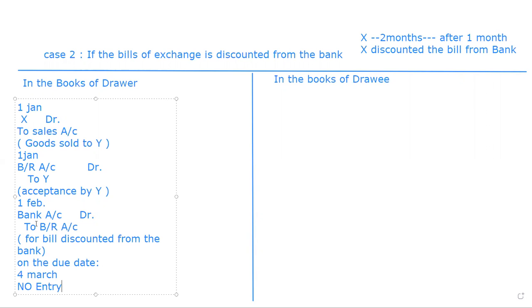See, I'm repeating once again. Please look at this very carefully. On the 1st February, when the bill is discounted from the bank, the entry will be bank account debit to BR. On which date does it take place? It takes place on 1st February.